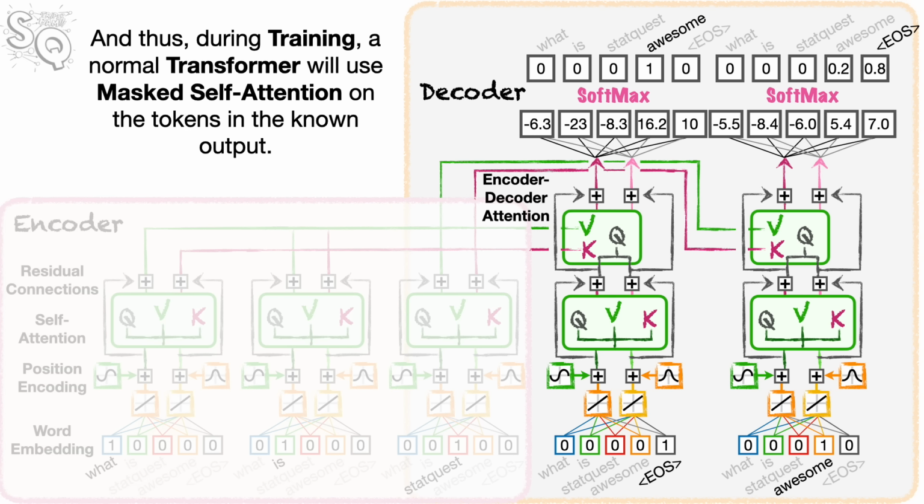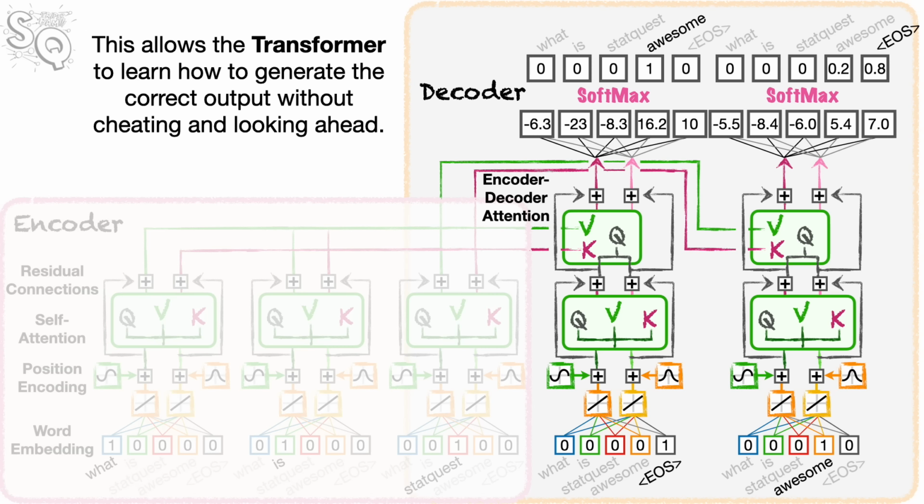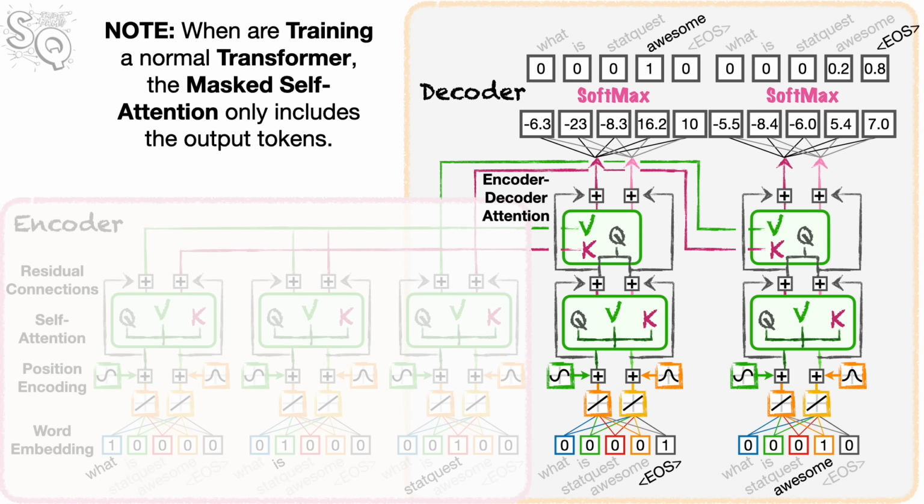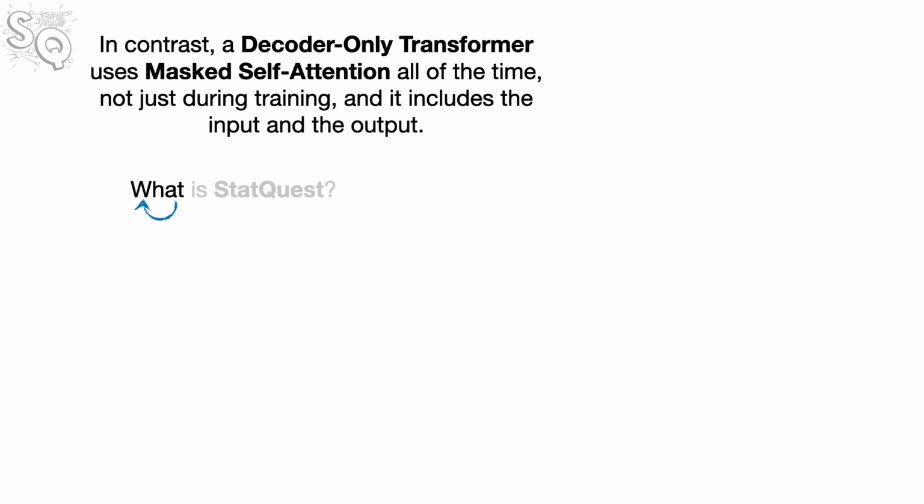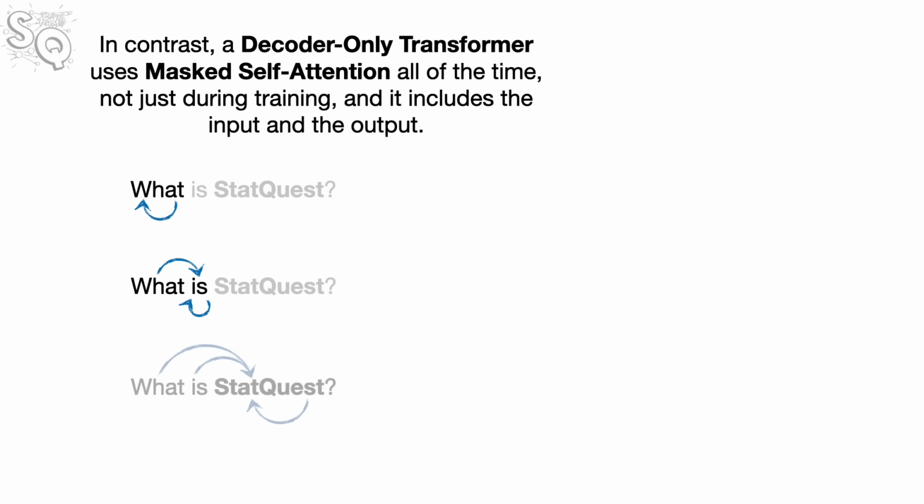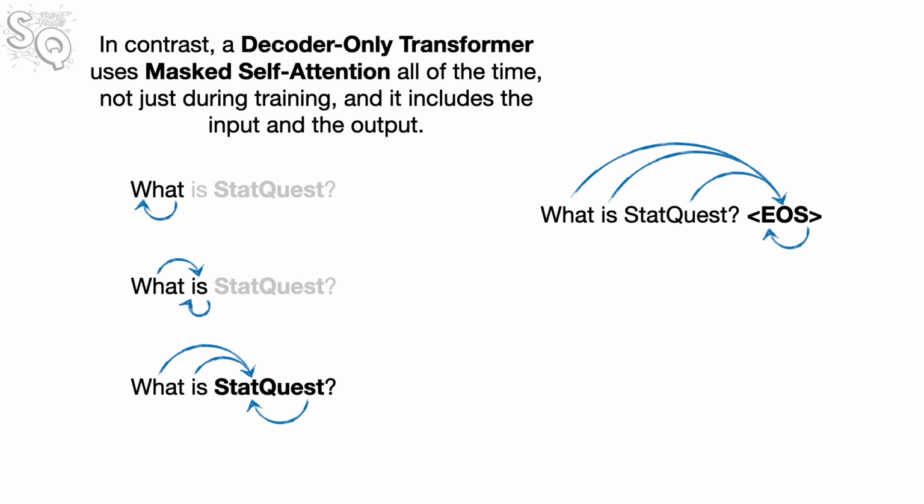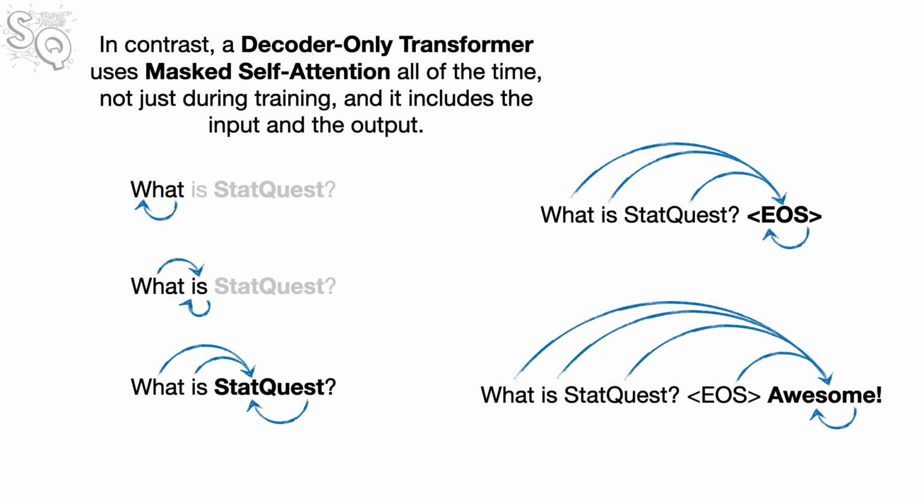And thus, during training, a normal transformer will use masked self-attention on the tokens in the known output. This allows the transformer to learn how to generate the correct output without cheating and looking ahead. Note, when we are training a normal transformer, the masked self-attention only includes the output tokens. In contrast, a decoder-only transformer uses masked self-attention all of the time, not just during training, and it includes the input and the output. Bam!